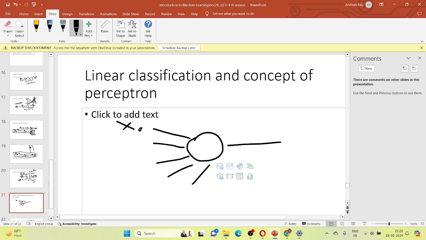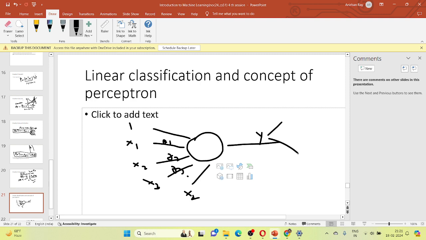x0 is 1 here, and x1, x2, x3, x4, and this is theta 0, theta 1, theta 2, theta 3, and so on. And the output is our y, which is a classifier.